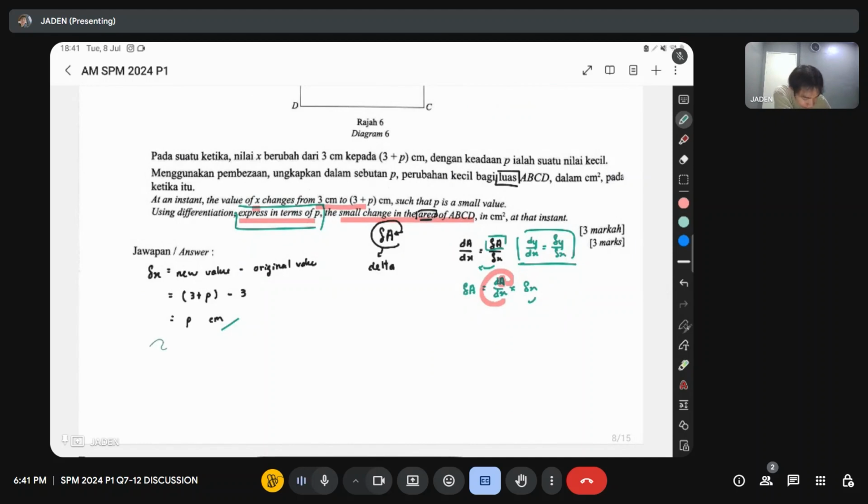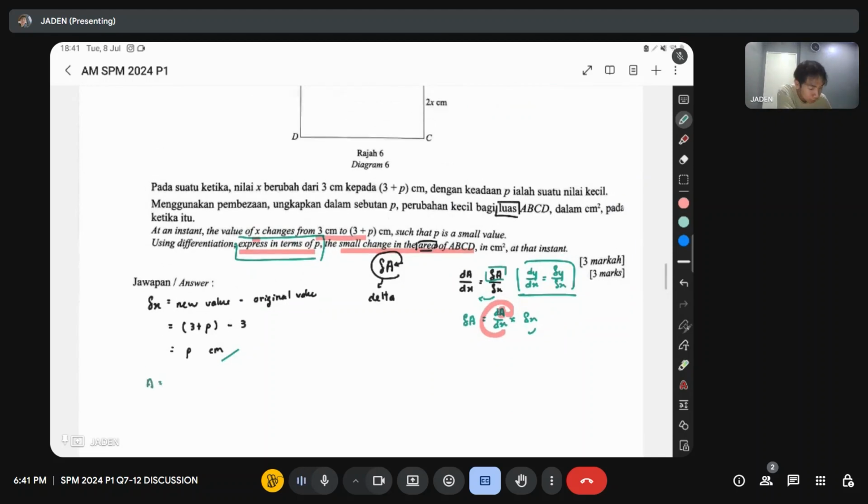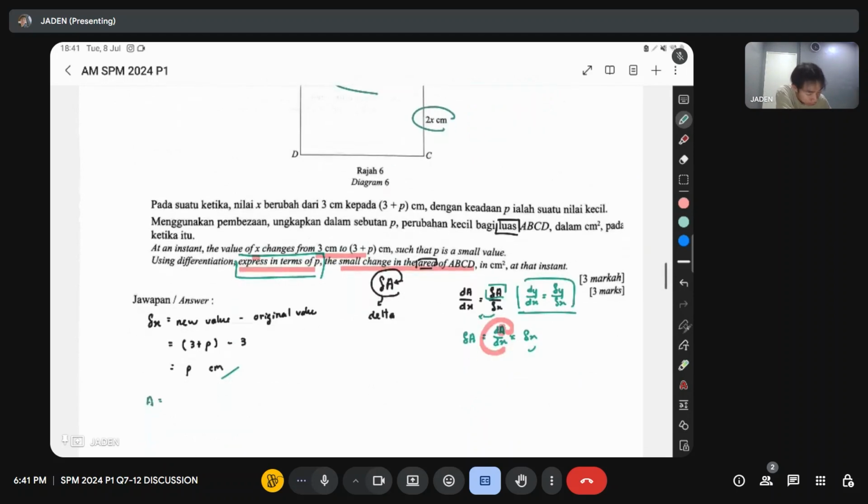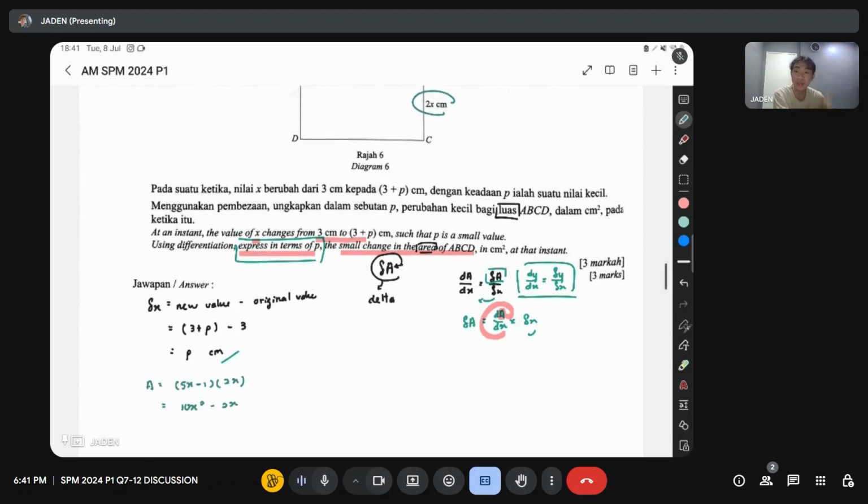So let's do area. Area is length times width, right? Length times width. So this is (5x minus 1) bracket 2x. Expand this equation, you get 10x squared minus 2x. Now, because we need the dA/dx, I'm going to differentiate this equation.